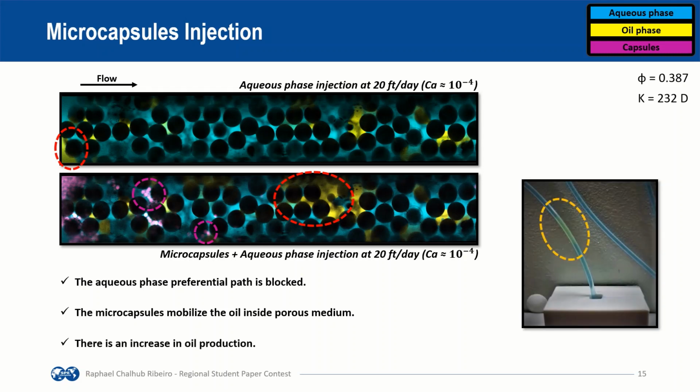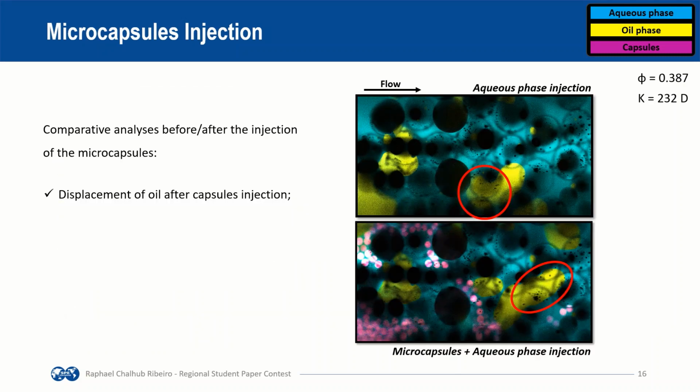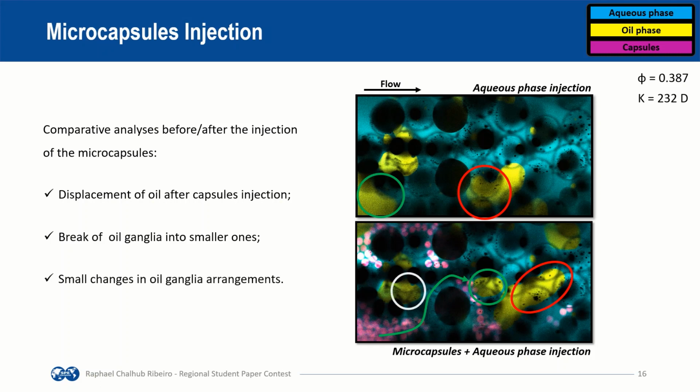Another interesting result is observed at the exit tube. Shortly after the microcapsule injection, it is possible to see some oil production with the naked eye. Summarizing, after running many experiments, it is possible to conclude that the microcapsules work in this artificial porous device as a method to displace additional oil that was trapped before, break oil ganglia into smaller ones, and even in ganglia that are not fully mobilized, the increase of the local pressure causes small deformations.